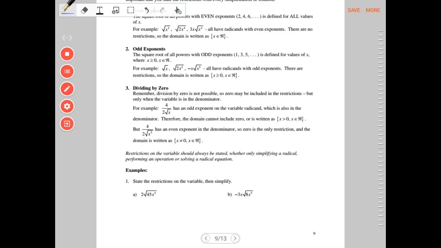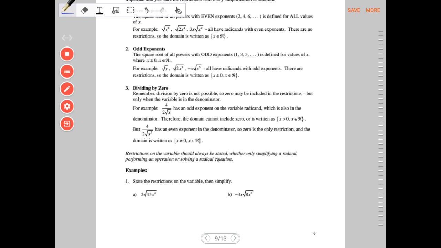So again, square root of x, square root of 2x cubed, square root of negative x, square root of x to the fifth, all have radicands with odd exponents. There are restrictions, so the domain is always written as x is greater than or equal to 0, x belongs to reals. And again, you only have to worry about it if there's a letter under the root sign.